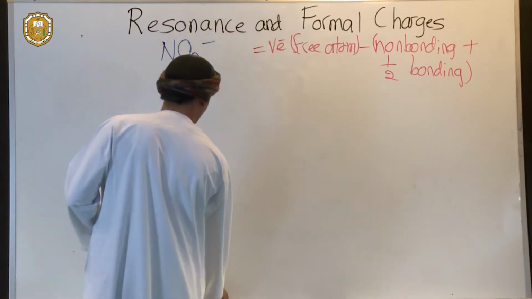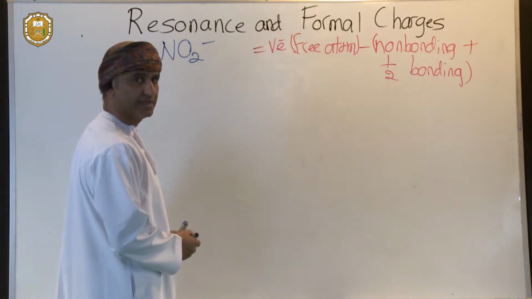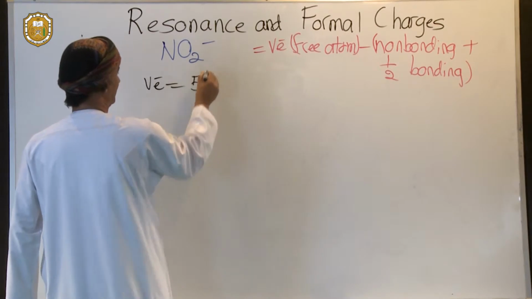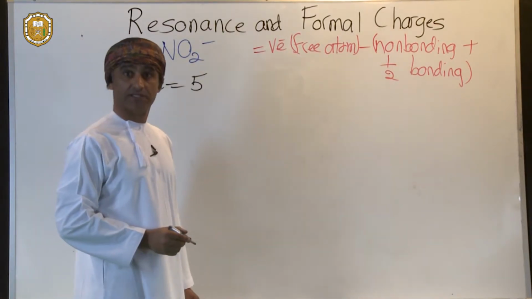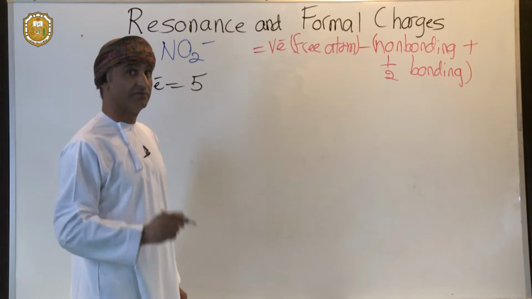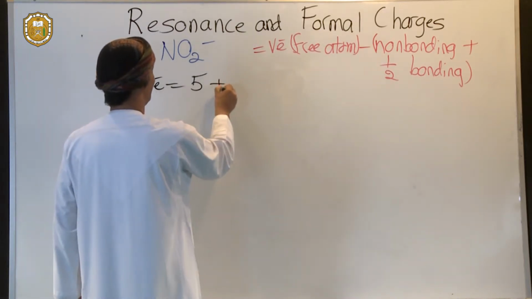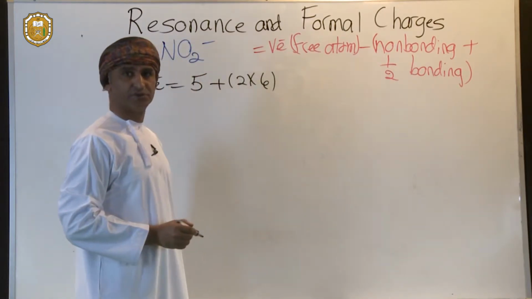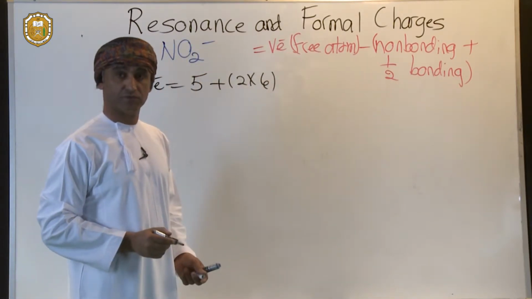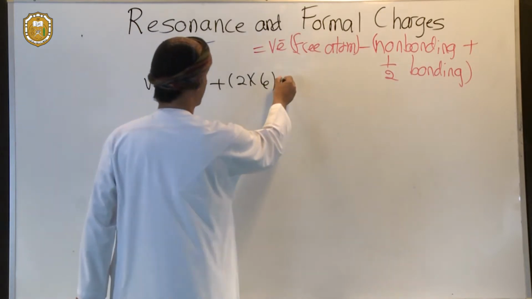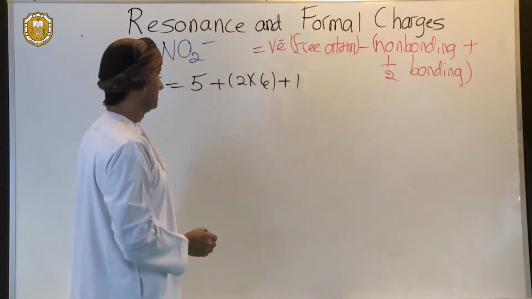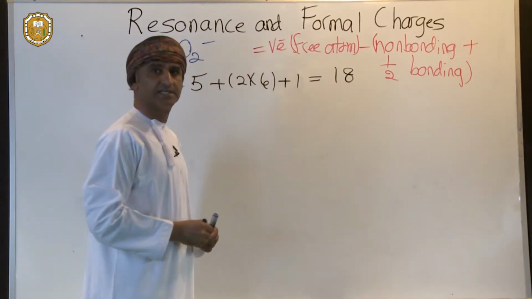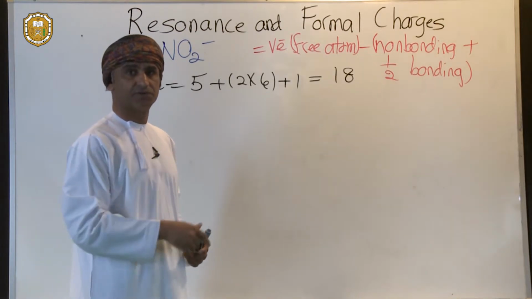We begin with calculating the number of valence electrons in the nitrite ion, and that would be 5 from nitrogen, because nitrogen is located in group 5A, so therefore it has 5 valence electrons, plus 2 times 6 valence electrons from each of these oxygens, because oxygen is located in group 6A. And then we need to add the charge, because this ion is negatively charged. So the total number of valence electrons is actually 18. So 18 valence electrons available in this nitrite ion.